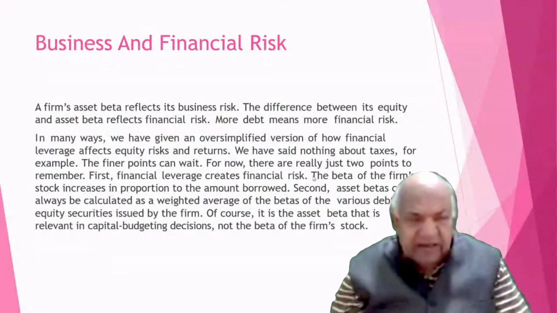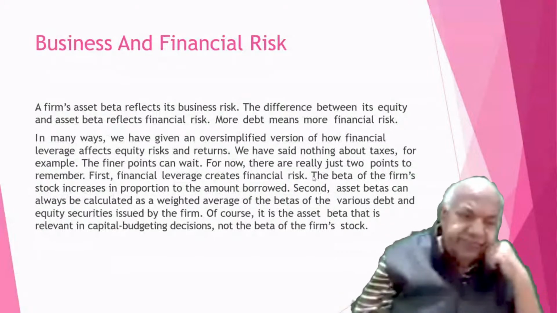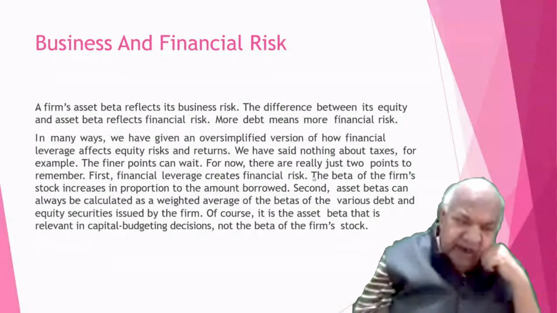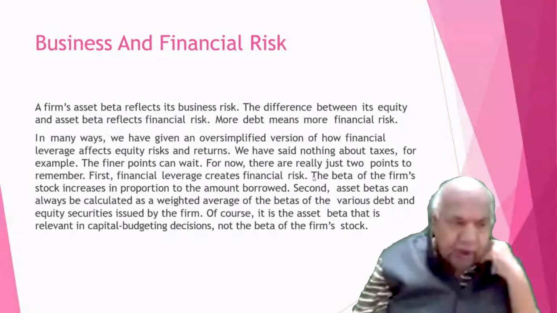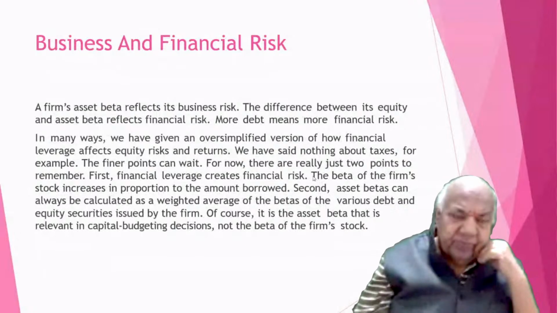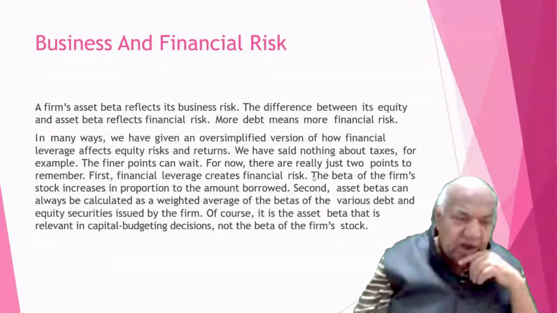In many ways, we have given an oversimplified version of how financial leverage affects equity risk and returns. We have said nothing about taxes, for example. The finer points can wait. For now, there are really just 2 points to remember. First, financial leverage creates financial risk. The beta of the firm's stock increases in proportion to the amount borrowed.